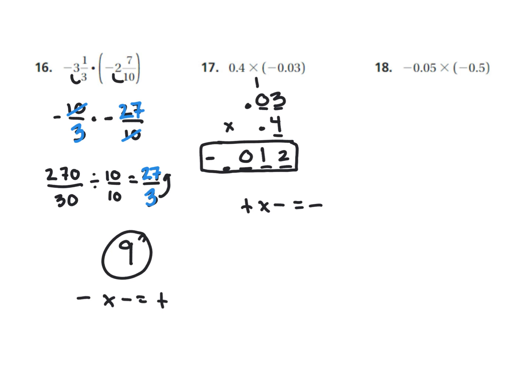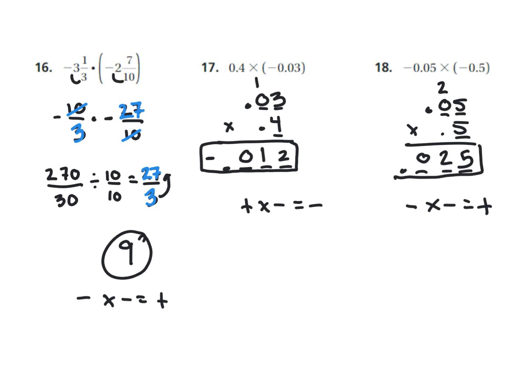And then the same for 18, 0.05 times 0.5. 5 times 5 is 25. 5 times 0 is 0, and 2 is 2. And we had 3 digits after a decimal point. A negative times a negative is a positive. So we just leave this one as 0.025.